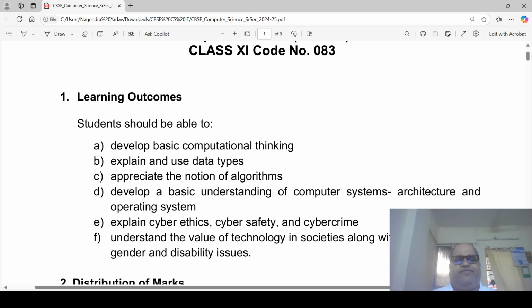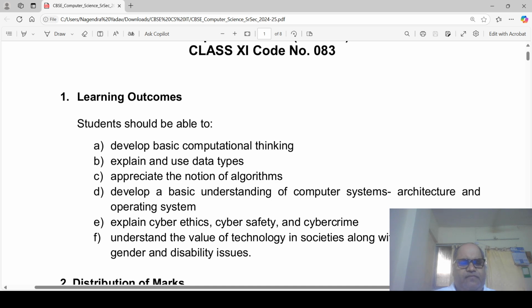I am just reviewing the class 11 syllabus because part of it is interlinked with your 12th. Primarily, if you look at your syllabus in Python, that is split across 11 and 12, and the same is the case with your 12th.